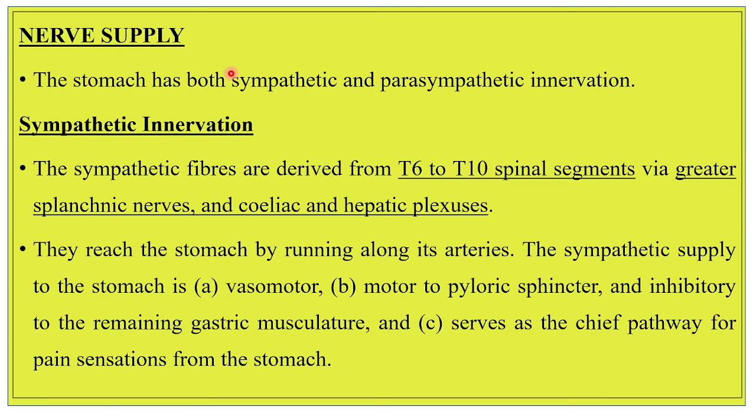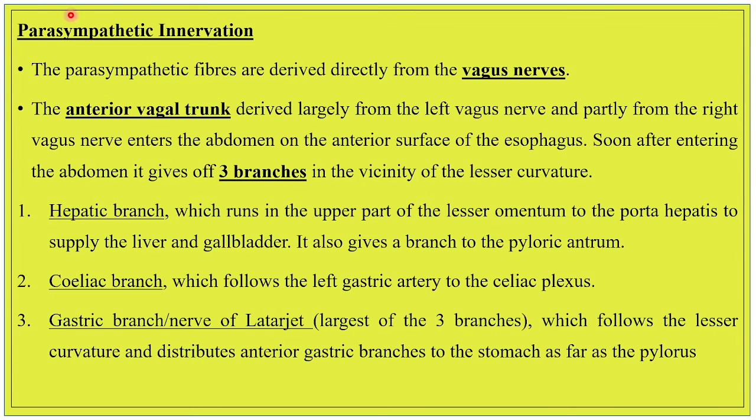Coming to the nervous supply, the stomach has both sympathetic and parasympathetic innervation by the autonomic nervous system. Sympathetic fibers are derived from the T6 to T10 spinal segments by the greater splanchnic nerves and celiac and hepatic plexus. They reach the stomach by running along its arteries. The sympathetic supply to the stomach is vasomotor, motor to the pyloric sphincter, and inhibitory to the remaining gastric musculature, and serves as the chief pathway for pain sensation from the stomach. So sympathetic innervation is by the T6 to T10 spinal segments.